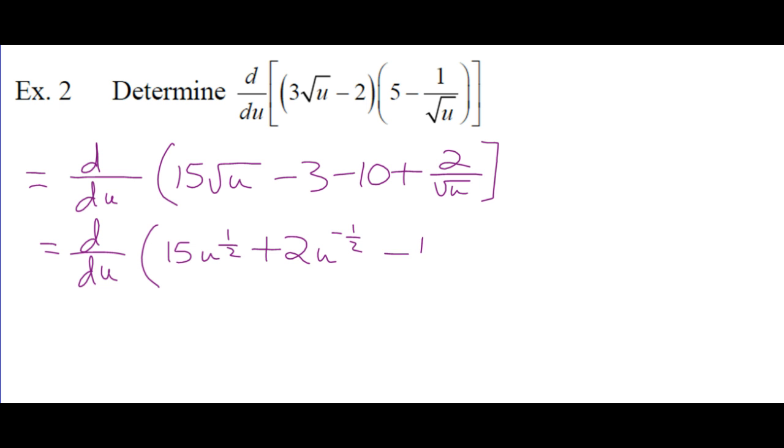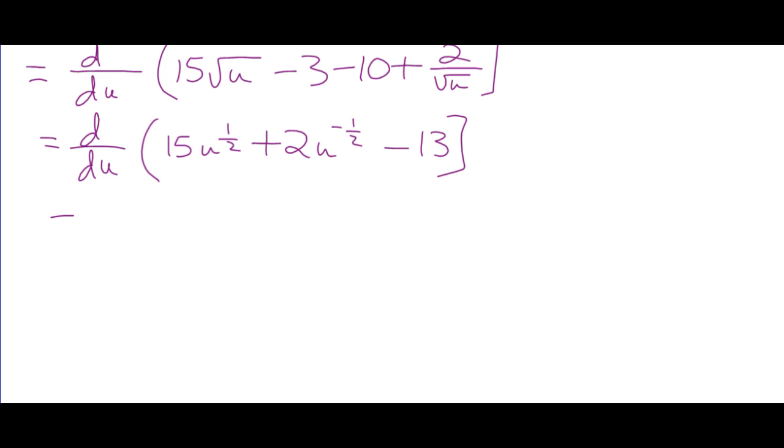Minus 13. Because what's the derivative of a constant anyways? 0, right? So it's better to have that last, because nothing will result from that. Equals. Okay, so now we can do this, right?